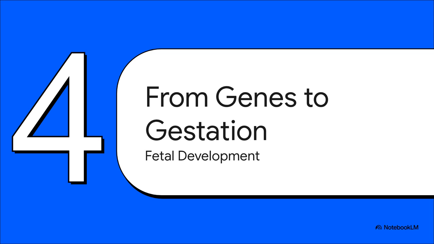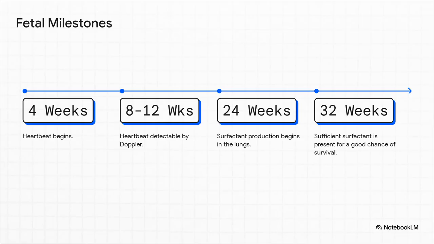Okay, for Section 4, we're going to shift our focus from mom to the developing baby. We're going to cover the absolute must-know milestones and support structures that chart the incredible journey from genes to gestation. This timeline highlights 4 incredible milestones. At just 4 weeks gestation, the tiny heart begins to beat. By 8 to 12 weeks, you can actually hear that heartbeat with a Doppler.